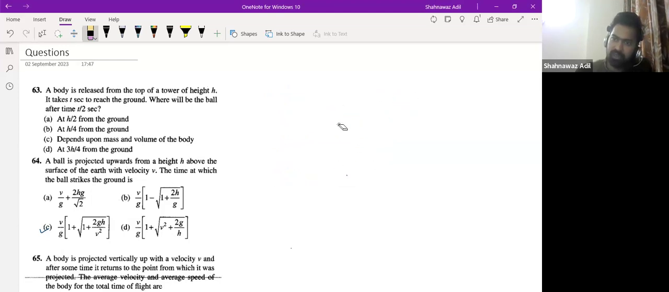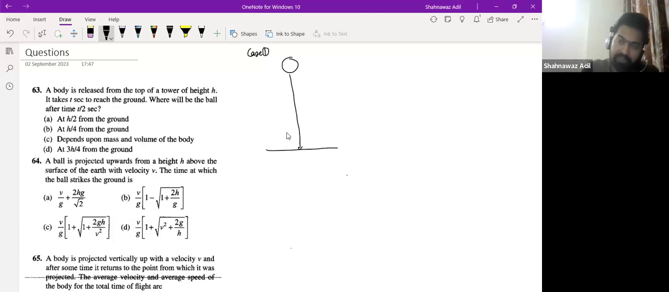So let's start with the first one. A body is released from the top of a tower of height h. It takes t seconds to reach the ground. Where will the ball be after time t by 2 seconds? So this is the question. The ball is dropped, right? This is case first: the ball is dropped, this height is h and time is t seconds.